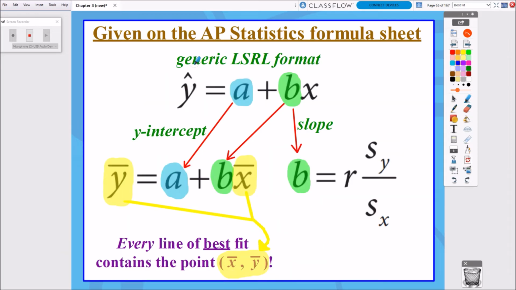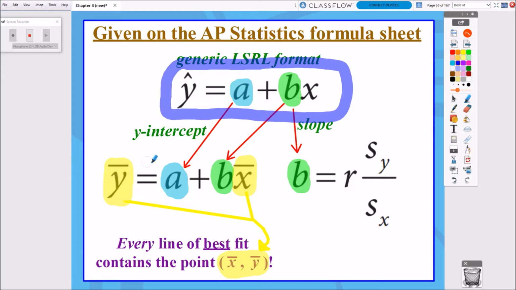Now, let's first break this down here. The generic LSRL format: y hat, this is our predicted y value. Let's go orange. This is our predicted y value, y hat, equals a, and this looks like our LinReg a plus bx format. So a is the y-intercept, plus b, this is our slope.